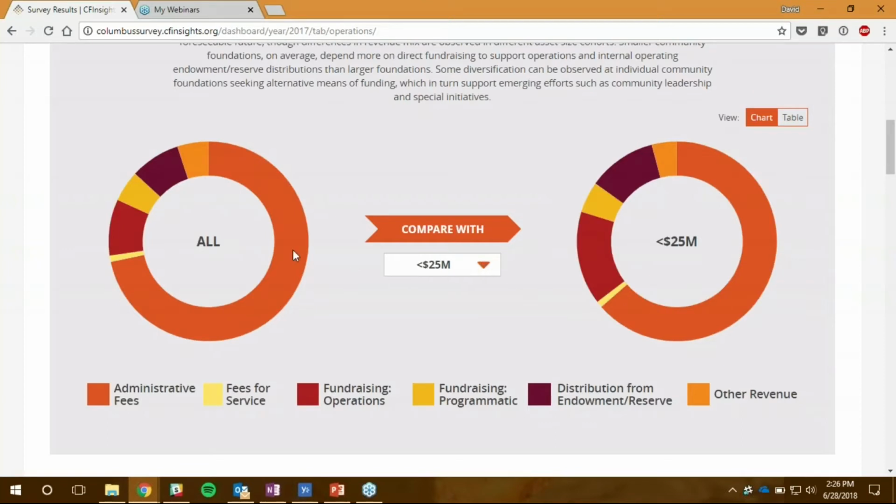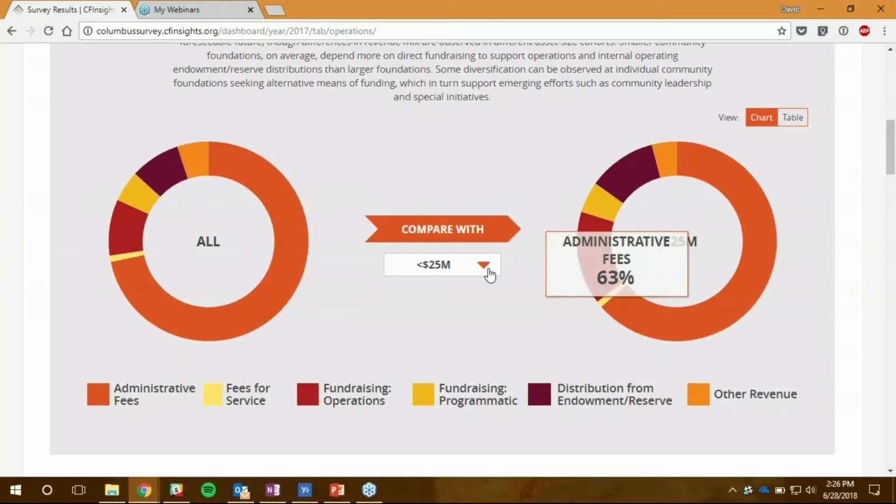It would come as no surprise to you, this is for the entire sample, so I'll just hover here, that administrative fees on funds managed by the foundation continue to be the main revenue driver for the entire field. We see no sign of that changing. There's no reason for that to change really, but there's no indication that it's changing either.